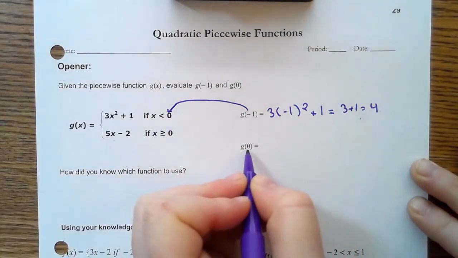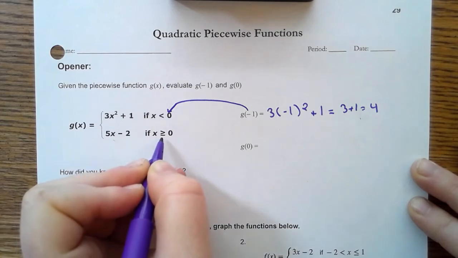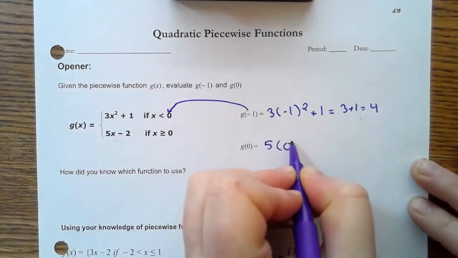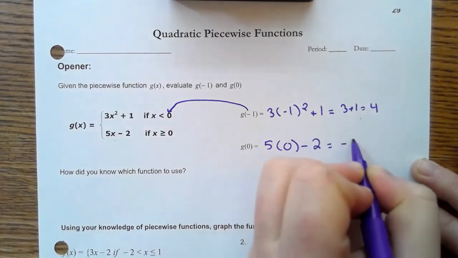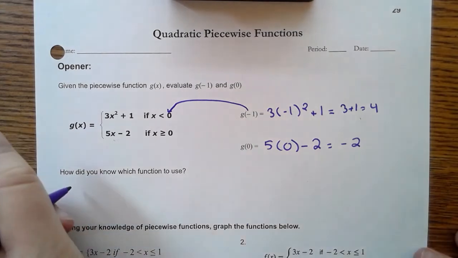Okay, it says g of 0. Well, that's out. If x is greater than or equal to 0, I use this one. So this is going to be 5 times 0 minus 2, which equals -2. How did we know what function to use? The x value that satisfied the constraints.